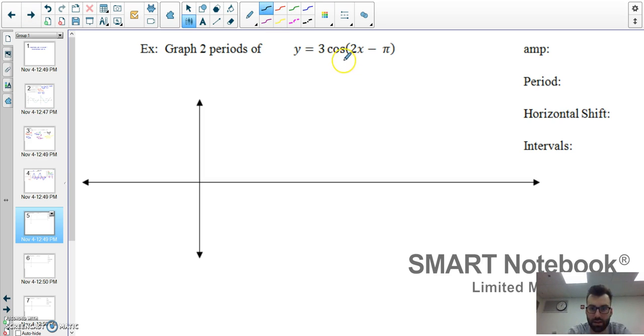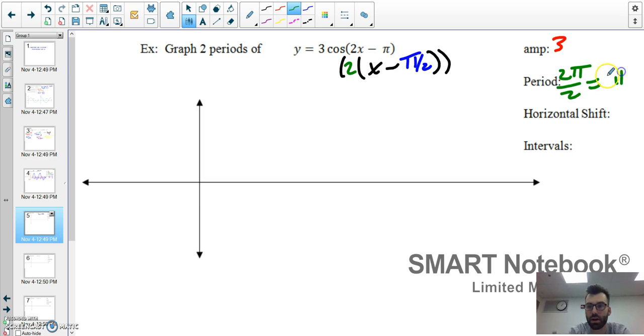Alright, so I'm going to take out that 2. X minus, well, if I do pi divided by 2, that's just pi over 2. Alright. My amplitude is 3. My period is 2 pi over 2, which is just pi. My horizontal shift is right, pi over 2. And my intervals are pi divided by 4, which is just pi over 4.